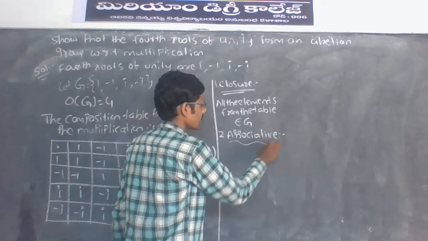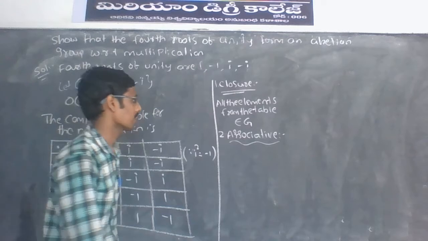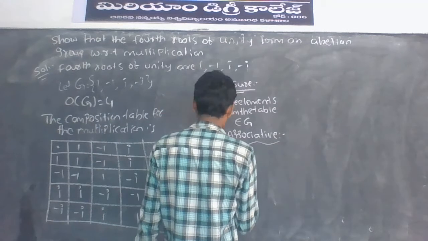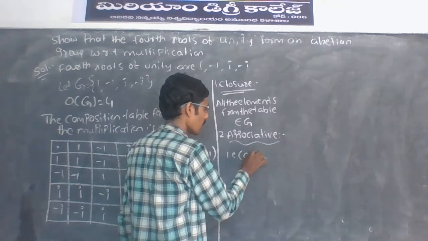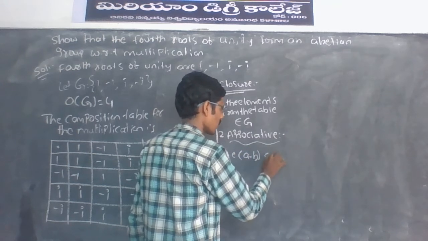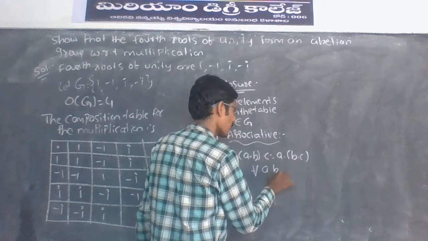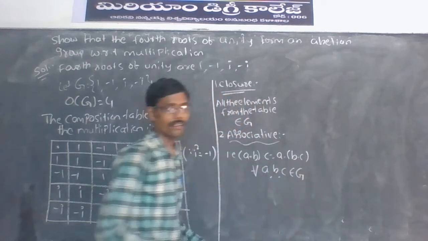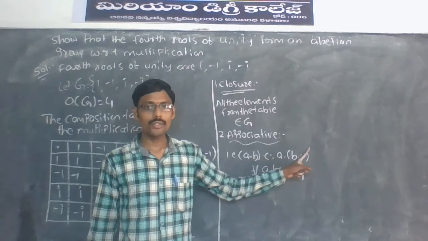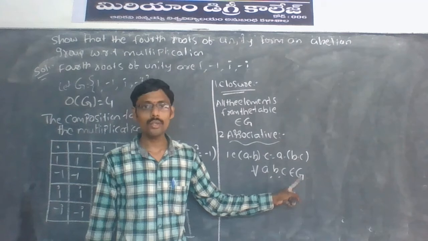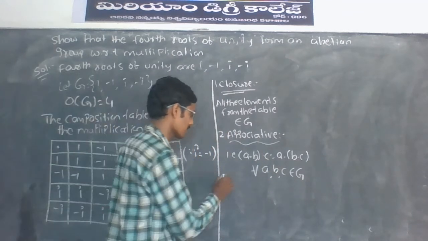Next, the associative property. From the table, it is clear that it satisfies the associative property. That is, A into B into C is equal to A into B into C, for all A, B, C belongs to Z. So the associative property is satisfied.